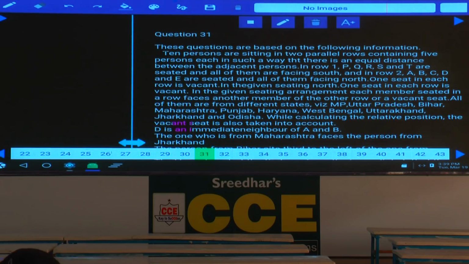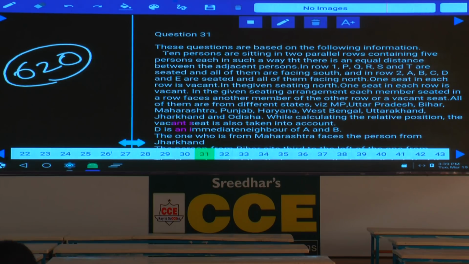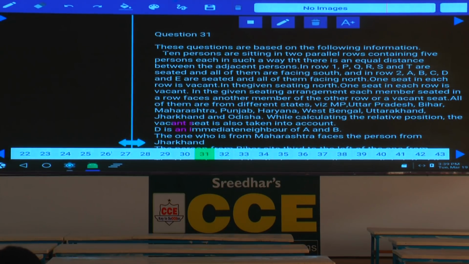Now paper number 620. Now in this paper number 620, question numbers 31 to 35. Now these 5 questions are based on seating arrangement in 2 rows. How many persons are there in total?